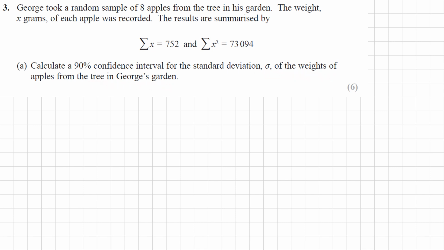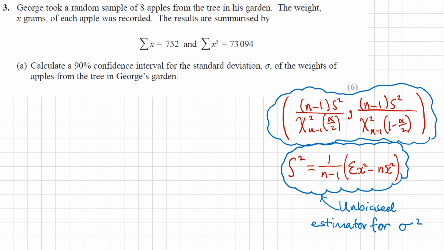Okay, so for this part of the question, we're going to need these two formulas here. The first one gives us the confidence interval for the variance. Now we want a confidence interval for the standard deviation, so we will square root these values once we've worked them out. And also, because the question is asking for a confidence interval for the standard deviation, and we've got sigma here.